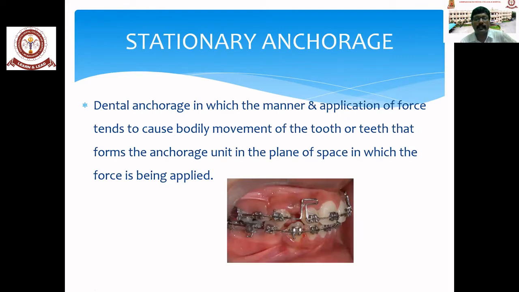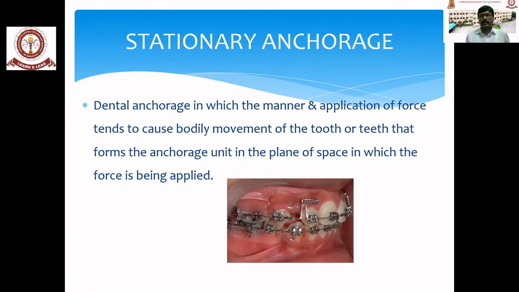Next is the stationary anchorage. Here, the resistance is being offered to the bodily movement. It is a dental anchorage in which the manner and application of force tends to cause a bodily movement of the teeth or a tooth that forms the anchorage unit in the plane of space in which force is being applied. The stationary anchorage is always better than the simple anchorage.